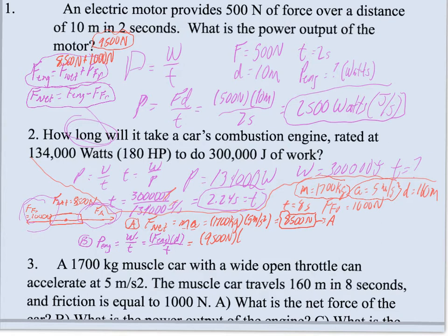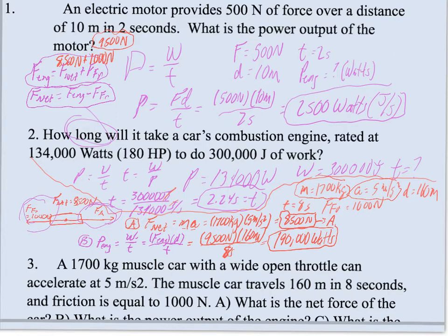Distance we know is 160 meters, and the time is 8 seconds. So we plug in 9,500 times 160 divided by 8, and we end up with 190,000 watts. So that is our answer for the power output of the engine.